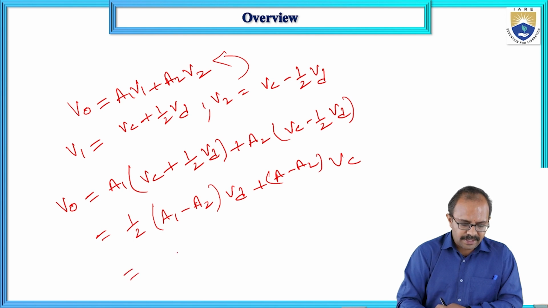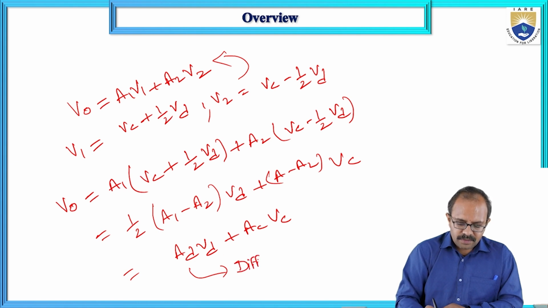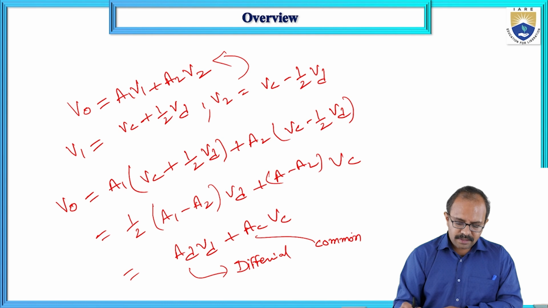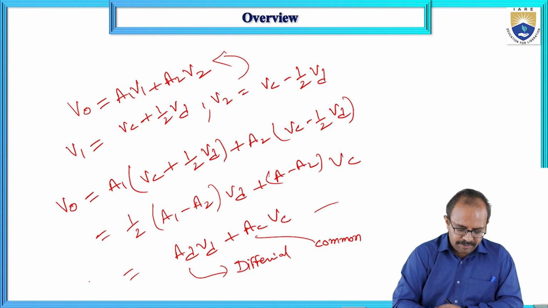So I can write this as AD into Vd plus AC into Vc, where AD is nothing but the gain of the amplifier under differential mode, and AC is nothing but the gain of the amplifier under common mode. So keep this expression in mind, and we will continue the discussion in the other session. Up to this, you can hold the expression for V0.